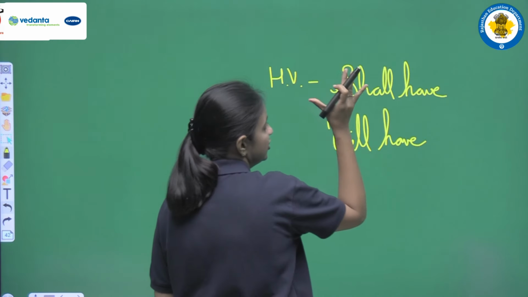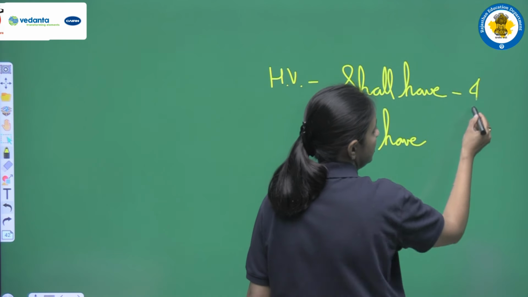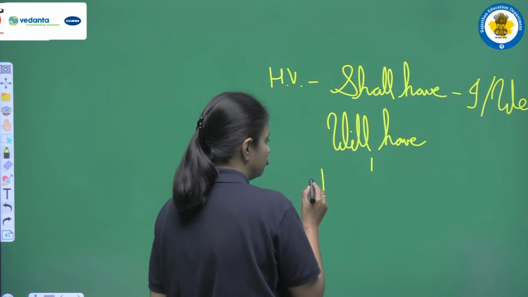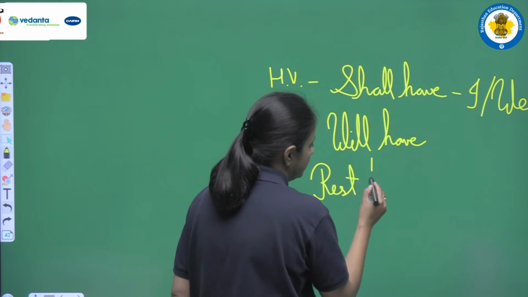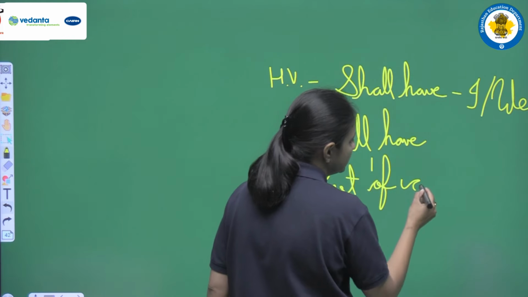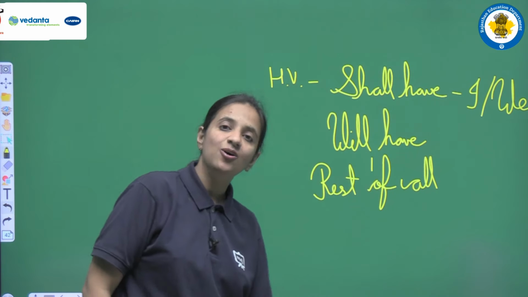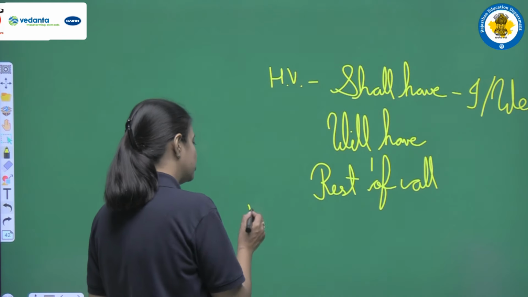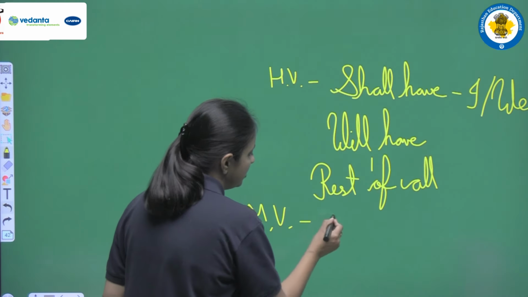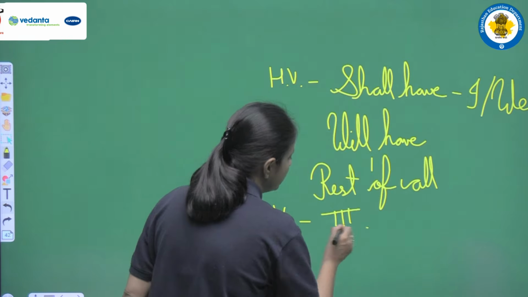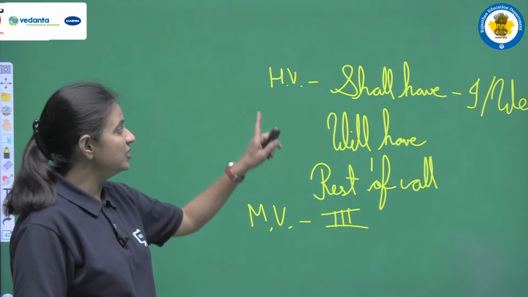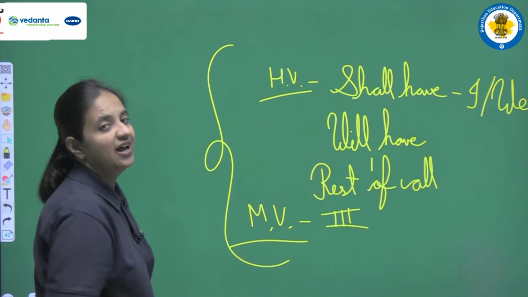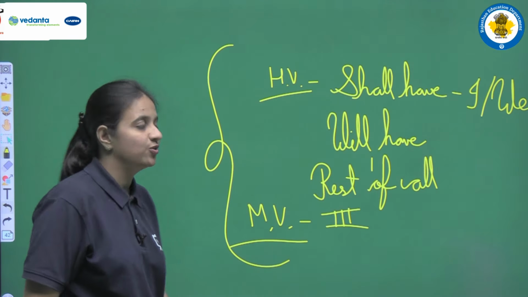Now the uses. Shall have is used only and only for I and we, and will have is used for rest of all. Rest of all means for all the other subjects, for all the nouns, for all the pronouns except I and we. Now let's talk about the main verb. So in this tense we have to use the third form of the main verb. So these are the rules regarding the helping verb and main verb, and these are the same rules that are applicable for all the different kinds of sentences.